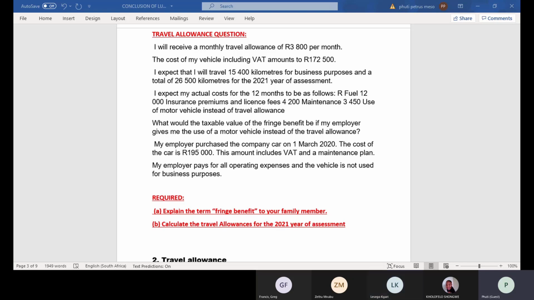I think the fringe benefit is the difference between what I gave you and what you have used. Sorry, you have a network problem there. Can you start all over, please? I didn't get that part. I was saying that I think the fringe benefit is the difference between what the employer has given you and what you have used for the year of assessment.